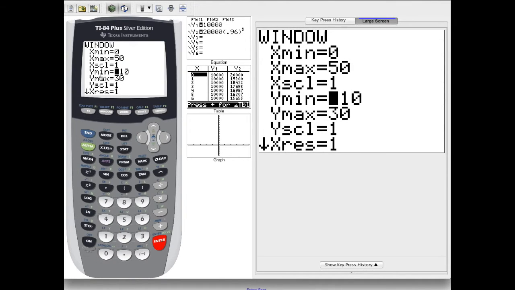Then we go to our y's. Our y is talking about our population. So we can never have a negative population. So for our y min, we're just going to put 0. And then our y max, well, we know it started at 20,000 people, and then it started decreasing. So my max, I'm going to put it at 20,000 so we can see where our population started. So this is the window that I'm going to start with. I can always come back and adjust it.